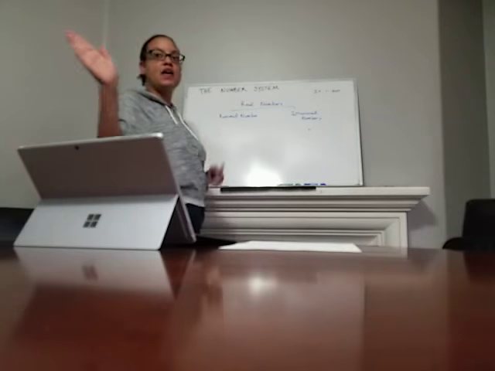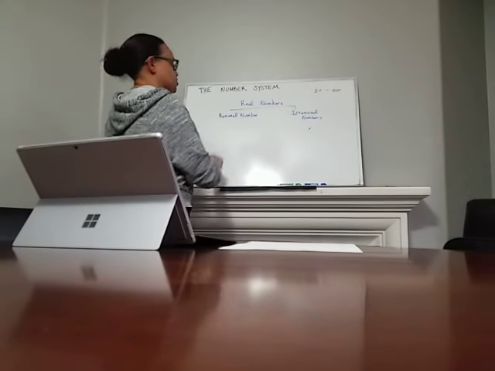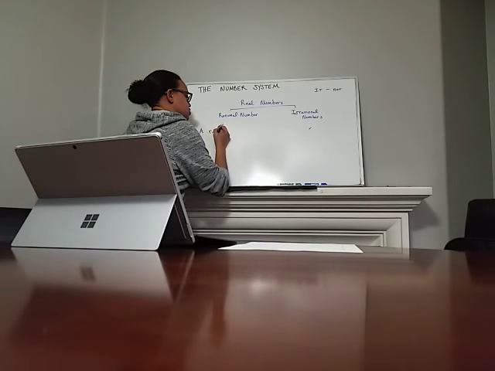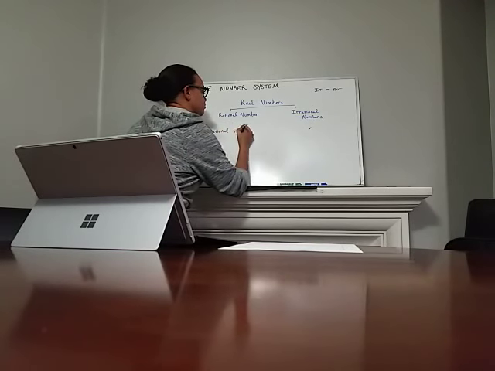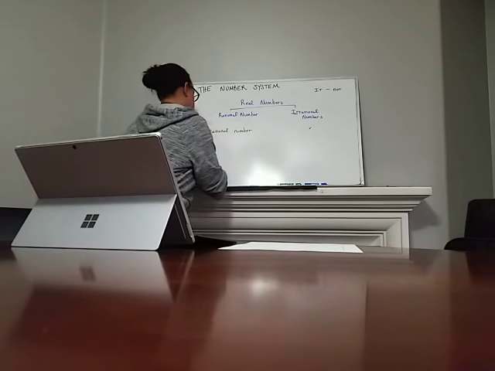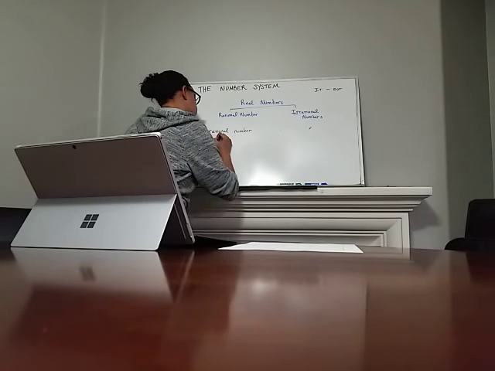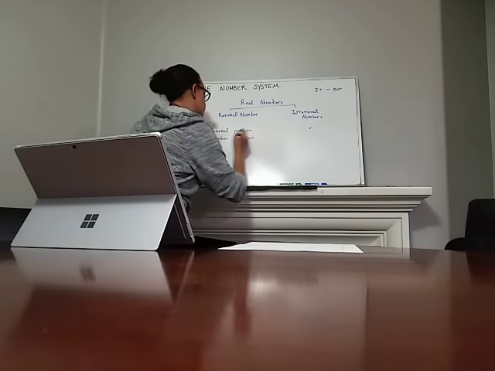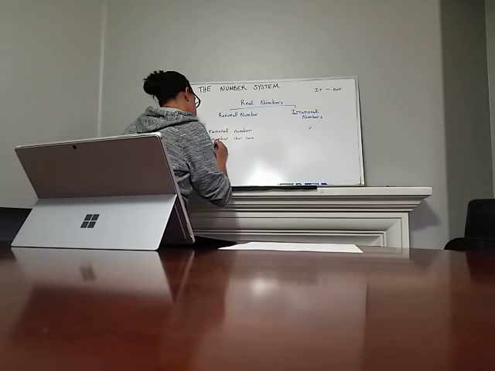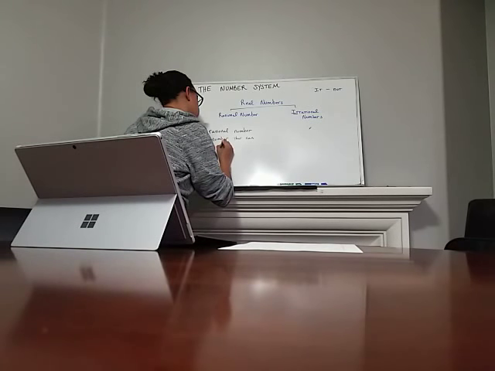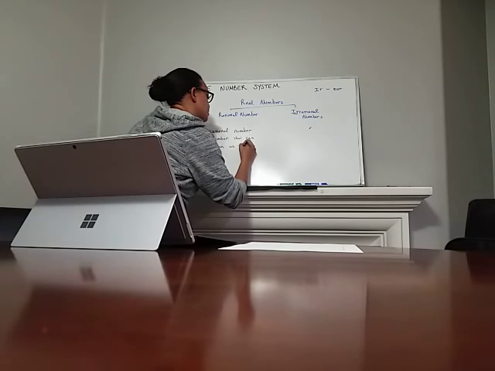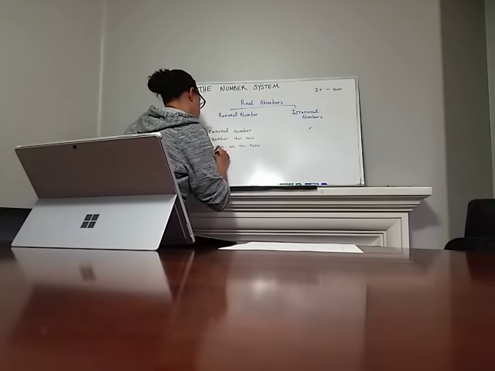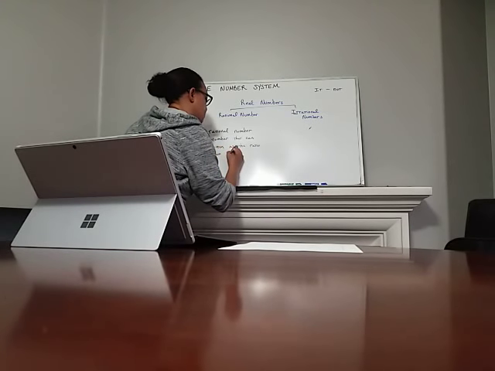Okay, so let's write down that definition that Justin's telling us. Justin's saying, okay, repeat it for me. A rational number is a number that can be written as the ratio of two integers.